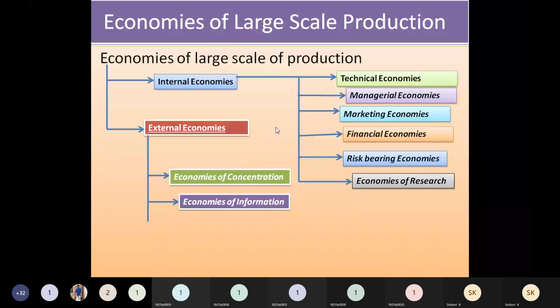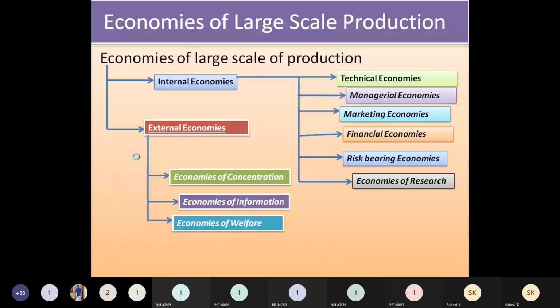Economies of welfare. You can come across economies of welfare not only in external economies, you can also have economies of welfare in the internal also. Internally you have economies of welfare and externally you have economies of welfare. So let us see what these are in detail.